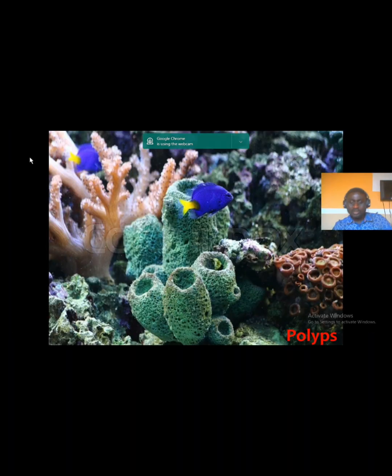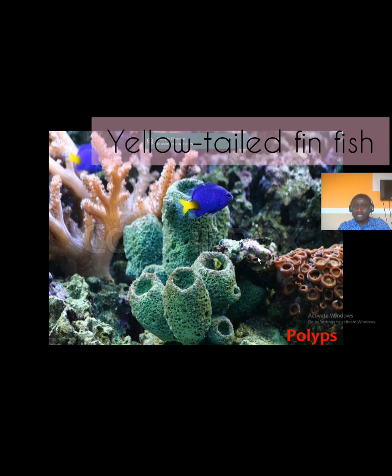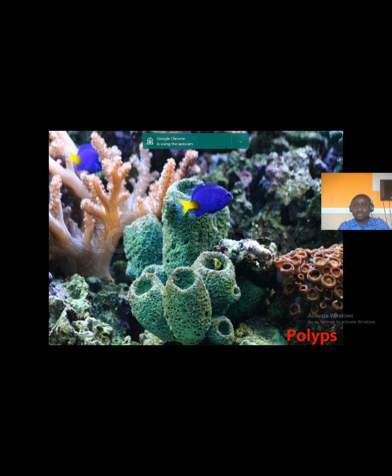Okay, moving on to the polyps. We call these organisms polyps because of their body structure. Most of them have a cylindrical body structure. So here I have a hydra plant. It's called hydra. And here I have a sponge. We call this organism or animal a sponge. Then this is a fish that tends to find shelter amongst these polyps, or the hydra and the sponges.